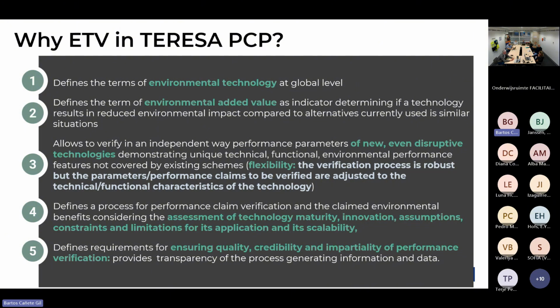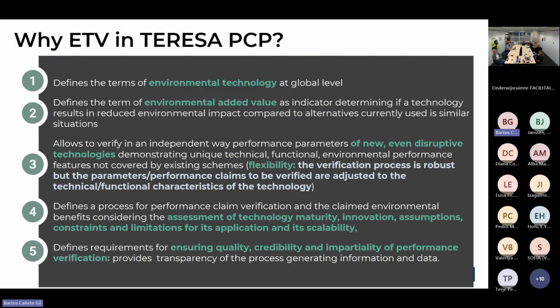So to summarize why ETV in the Teresa PCP: first of all, the scheme defines, at the level of an international standard, what an environmental technology is, which means technology that results in a less adverse or positive impact on the environment compared to solutions to which it is an alternative. ETV also defines the term of the environmental added value, which is an indicator if a technology really results in this reduced impacts, and it also regulates that at a standard level.